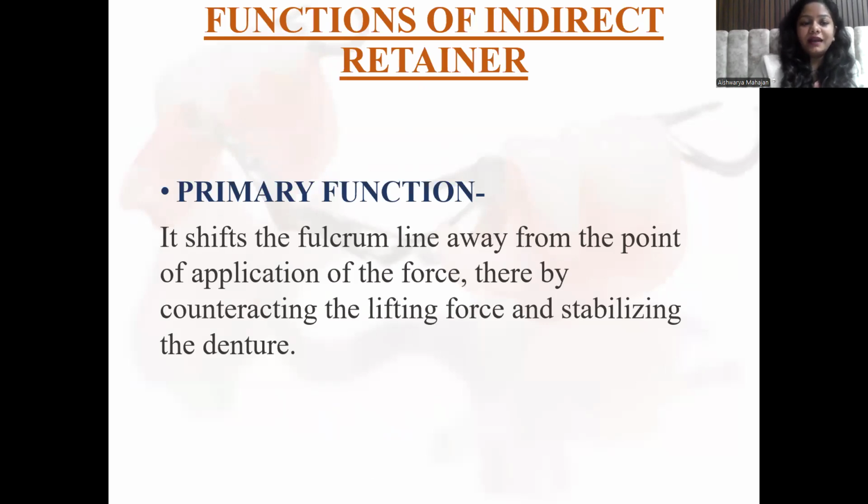The function of the indirect retainer primarily is that it shifts the fulcrum line away from the point of application of the forces, thereby counteracting the lifting forces and stabilizing the denture.